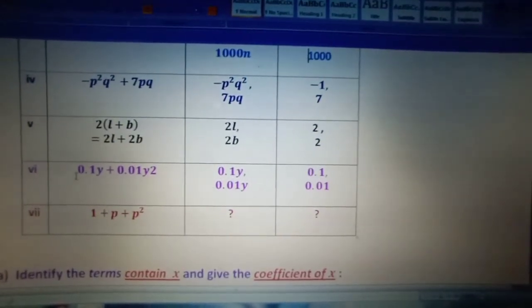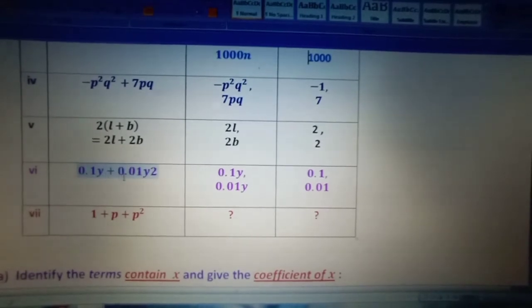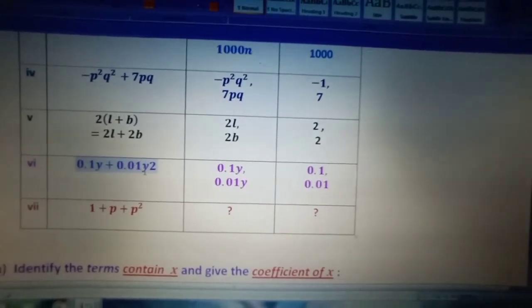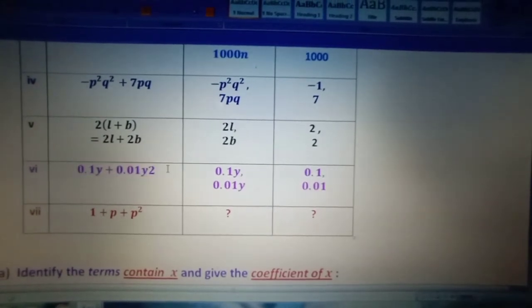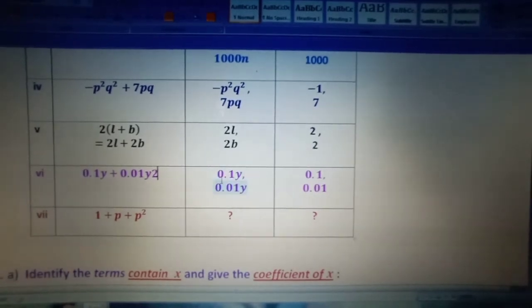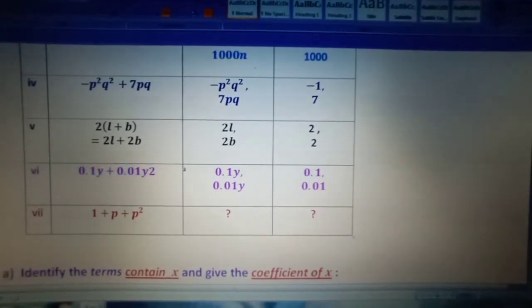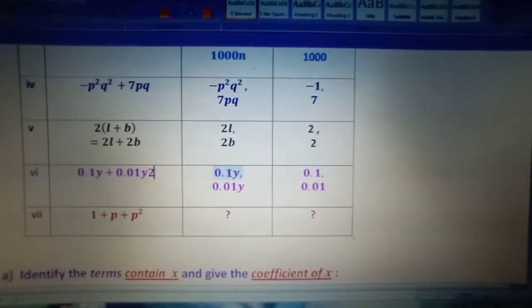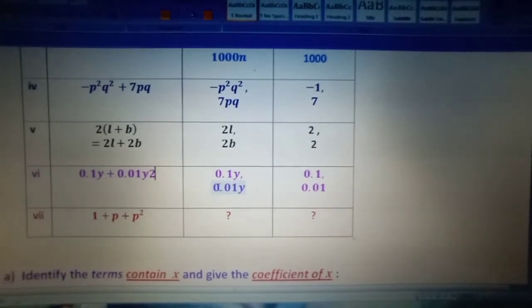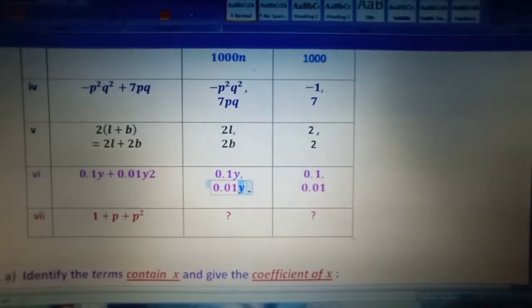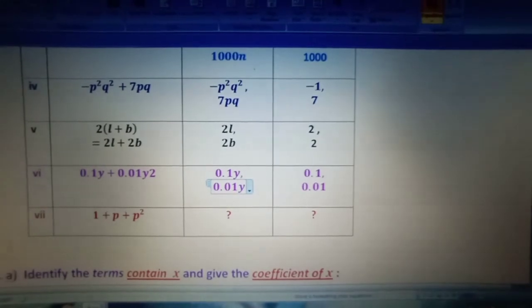Next question is 0.1y plus 0.01y square. Next, what is the numerical value here? What are the terms? It is 0.1y and 0.01y square. We have to give y square here. Wait for a few minutes. I am giving y square here.